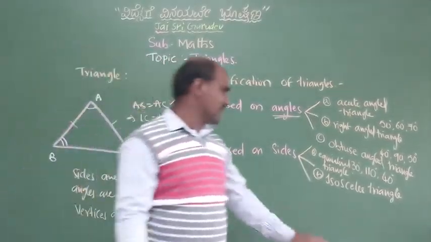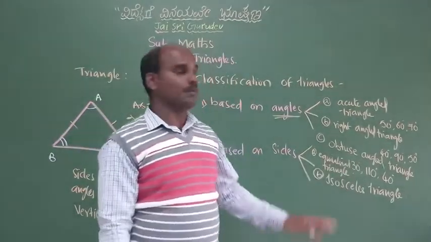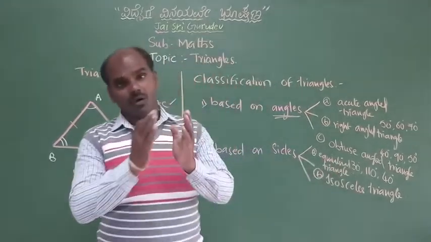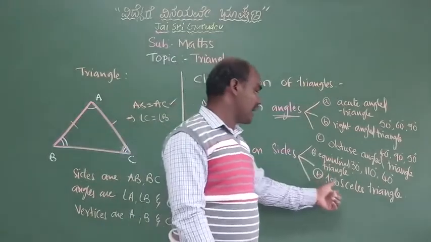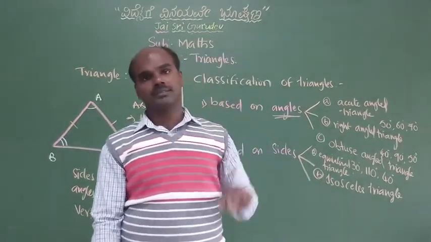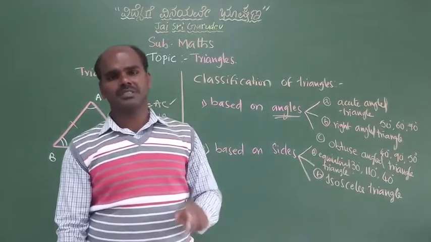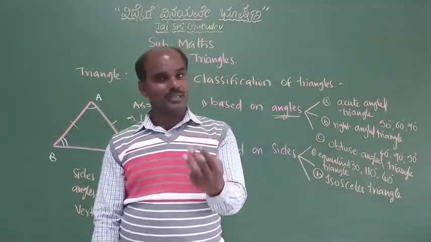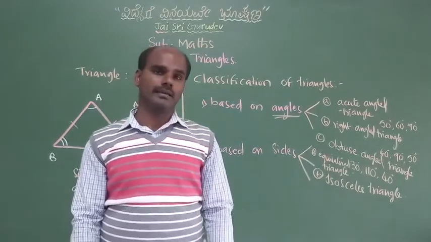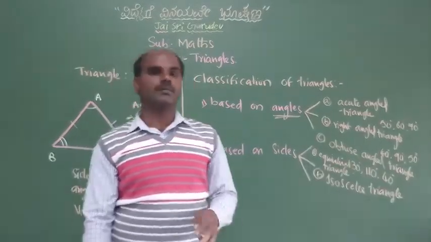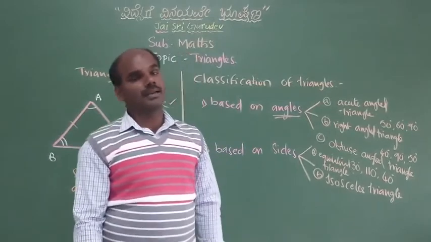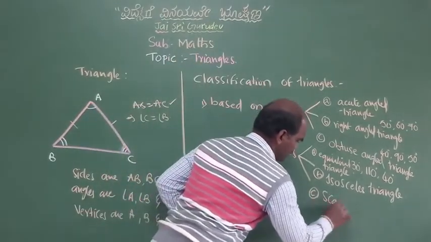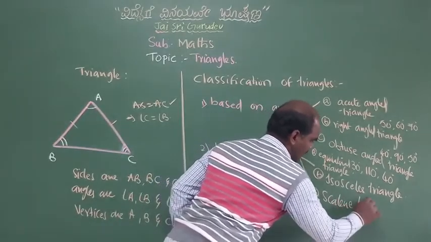Next, based on the sides: an equilateral triangle means all the sides are equal, an isosceles triangle means only two sides are equal, and the third type is where all the sides are different lengths. Such a triangle is called a scalene triangle. So that is the third one, the scalene triangle.